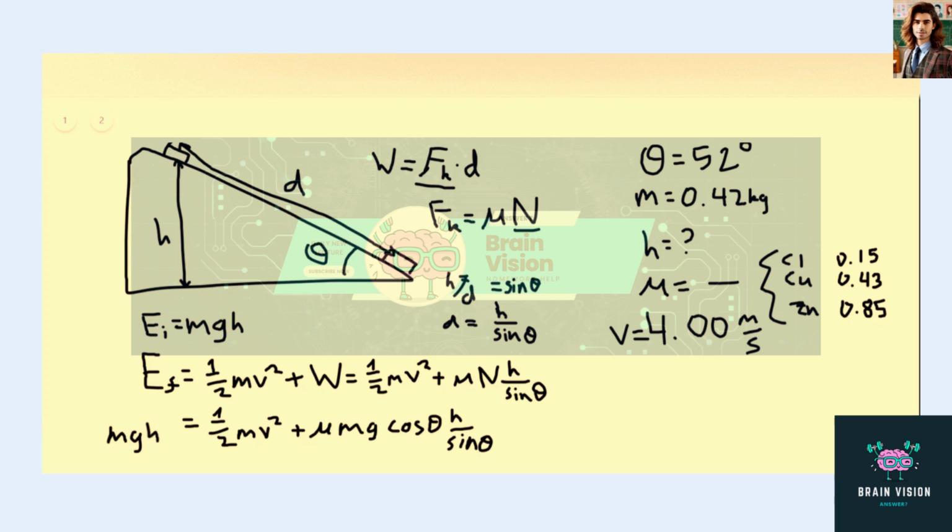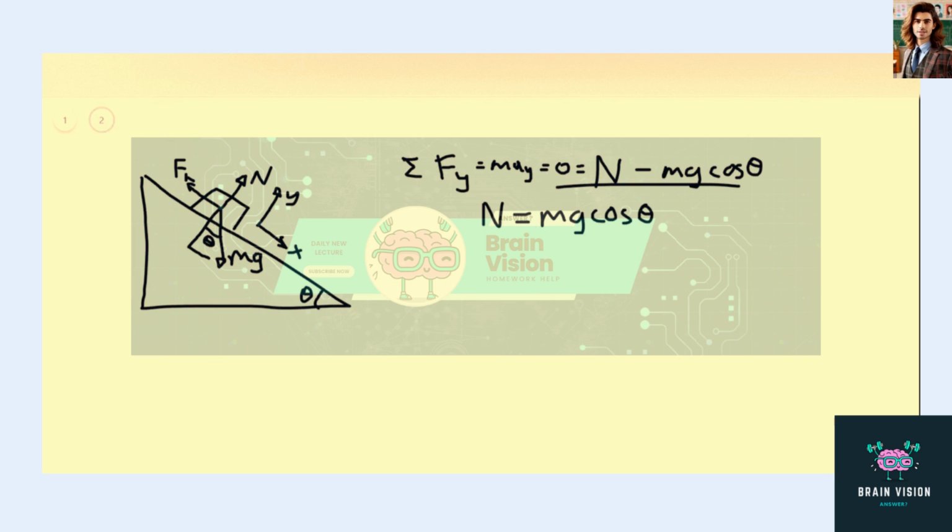So we have that mgh is equal to the kinetic energy, which is 1/2 mv squared, plus the energy lost to friction, which is mu mg cosine theta over sine theta times h. And so we see that there's an h here and h here, so we can actually subtract both ends off to isolate h. So we have mgh minus mu mgh.